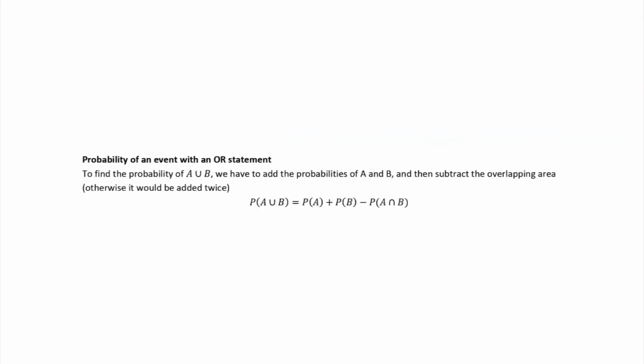Probability of an event with an or statement. To find the probability of A union B, A or B, we have to add the probabilities of A and B and then subtract the overlapping area. Otherwise, it would be added in twice. So the probability of A union B is equal to the probability of A plus the probability of B minus the probability of A intersection B.